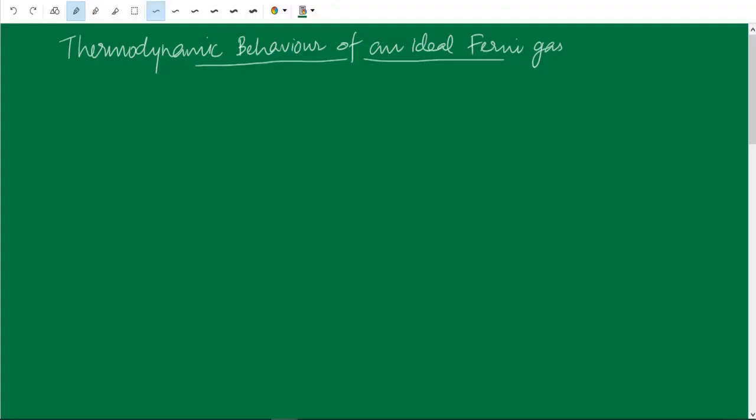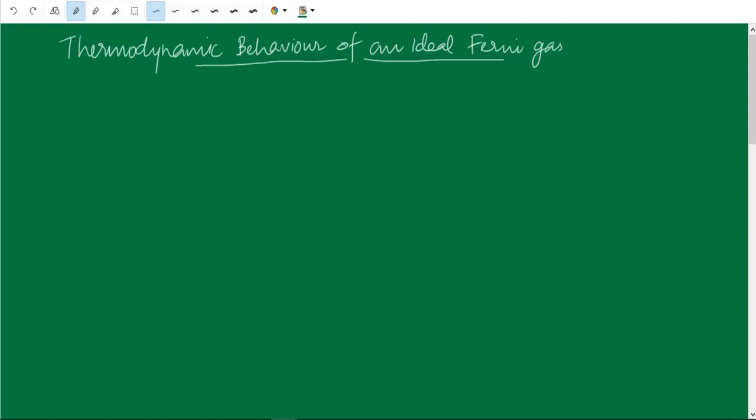Hello. So we have been discussing the quantum mechanical ensemble theory in the last few chapters. Today we are going to discuss another class of quantum mechanical system, that is the Fermi system. So we will start with the thermodynamic behavior of an ideal Fermi gas today.